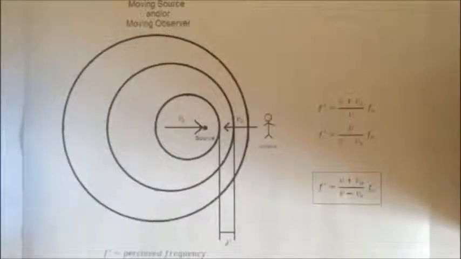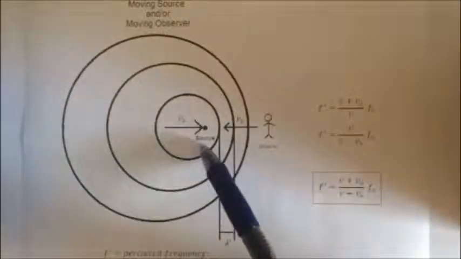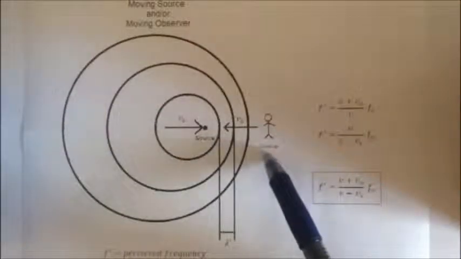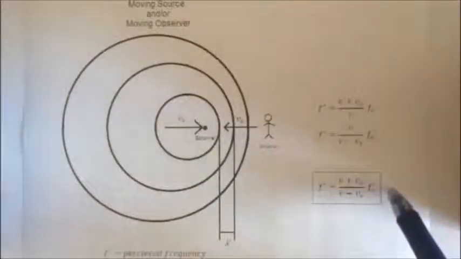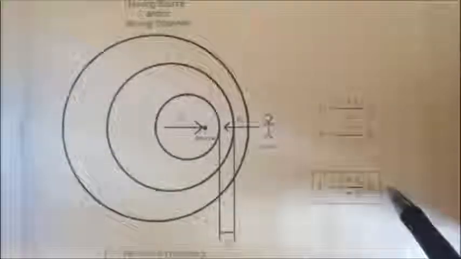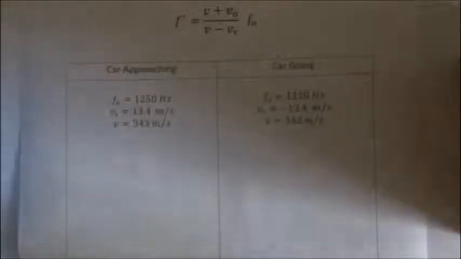Putting both situations together, when there is a moving source and/or a moving observer, the two equations can be combined into one final one that can represent any situation. Now that we have an equation for the Doppler effect, we can use it to find the perceived frequency in our experiment and compare it to the measured ones from our microphone.